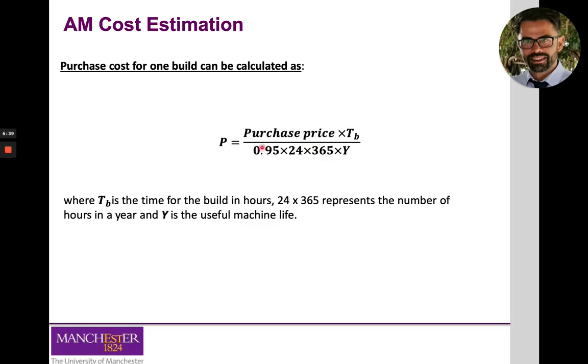So taking those assumptions into consideration, the purchase cost for one specific build or batch of components is the cost of the machine multiplied by the total time to build that batch, divided by 0.95 times 24 hours times 365 days a year, multiplied by the useful life of the machine. In this way, we can calculate the total purchase cost allocated to that specific build.